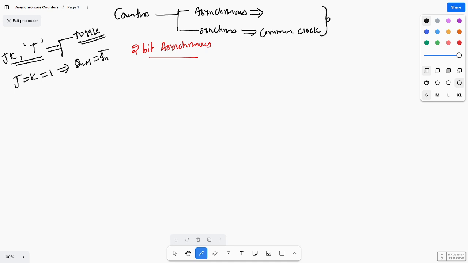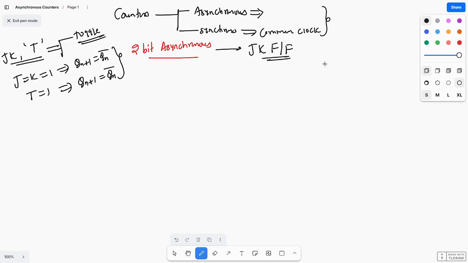And when T equals 1 also, you get the next state Qn plus 1 equal to Qn bar. This is the toggle state. So we are using JK flip flop and T flip flop operated in toggle mode. Here I am designing the 2-bit asynchronous counter using JK flip flops.